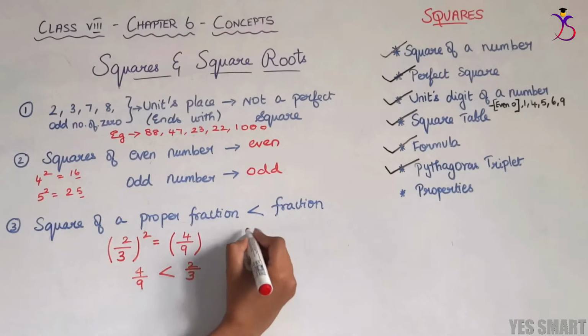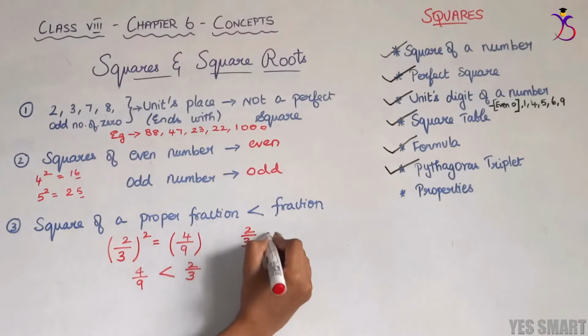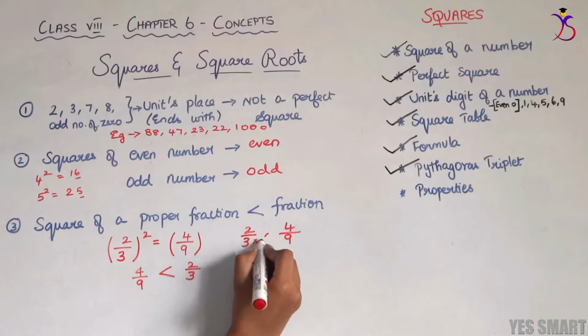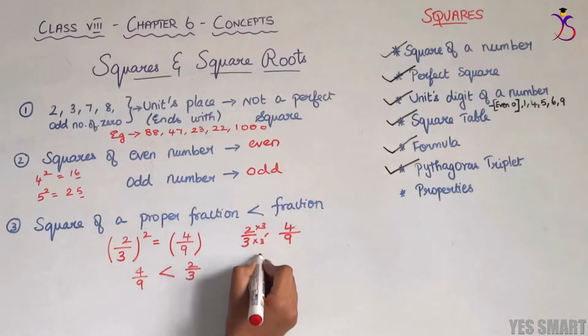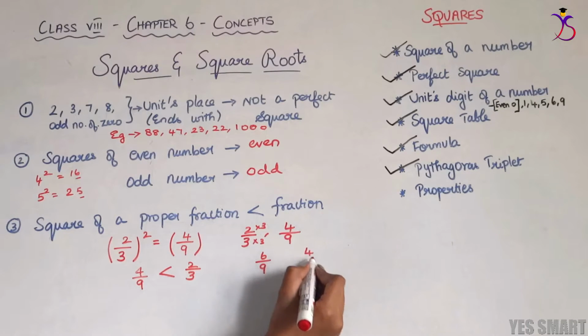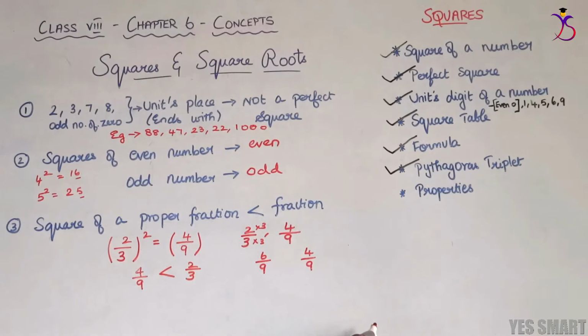So we will take 2 by 3 and 4 by 9. On taking LCM we will get 9. So I'm just multiplying by 3 both the numerator and denominator. The answer is 6 by 9 and 4 by 9. Now it is clear that 6 by 9 is greater than 4 by 9, meaning that 2 by 3 is greater than 4 by 9. Hence the square of the proper fraction is always less than the original fraction. Always the original fraction will be the greater one than the square of its own.